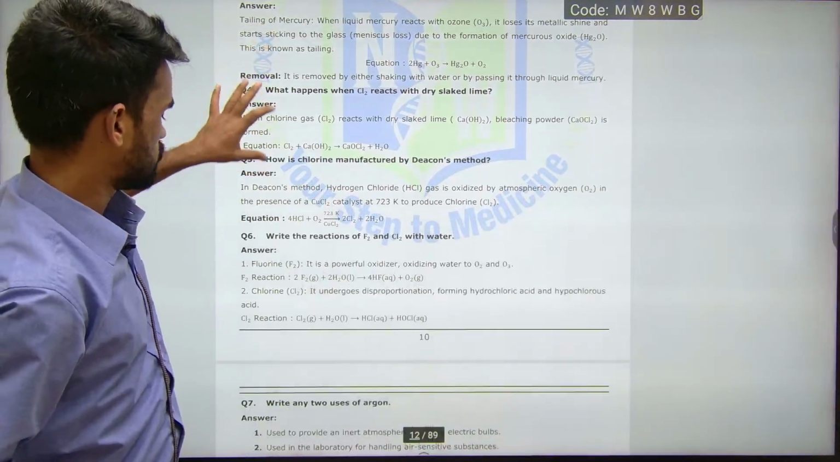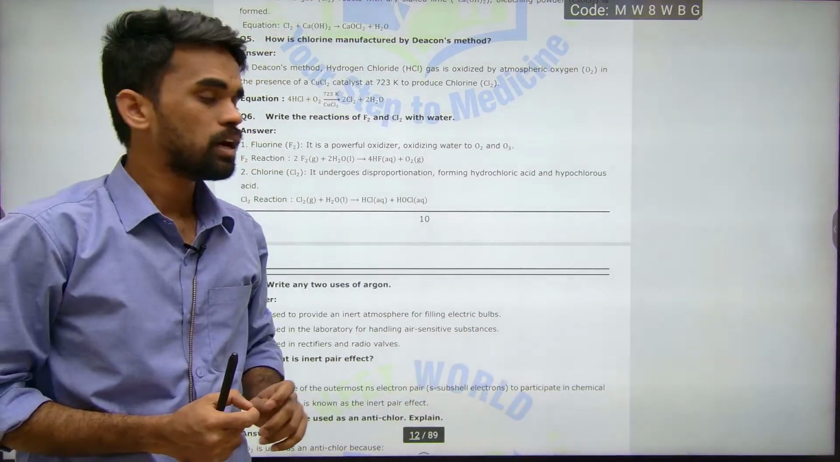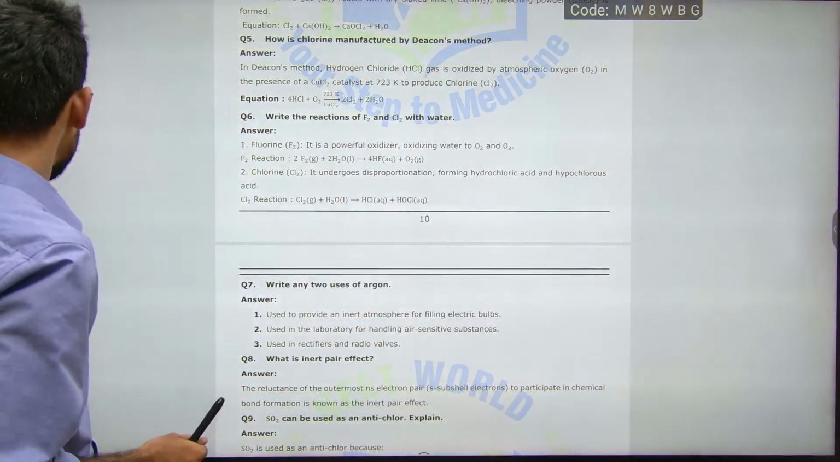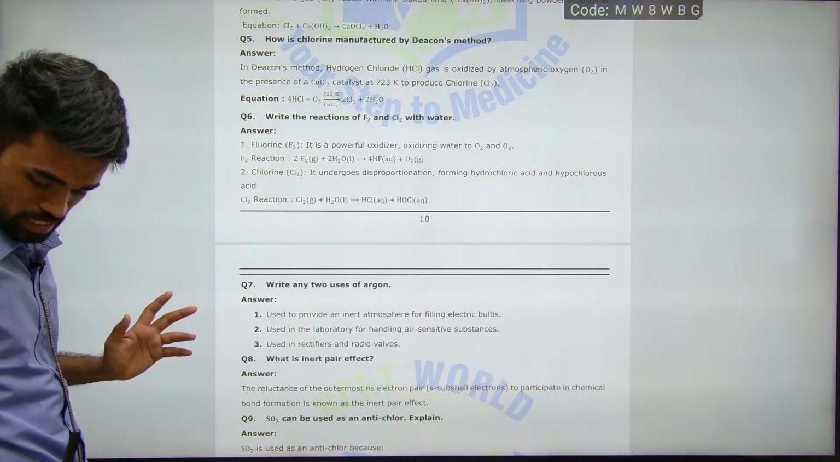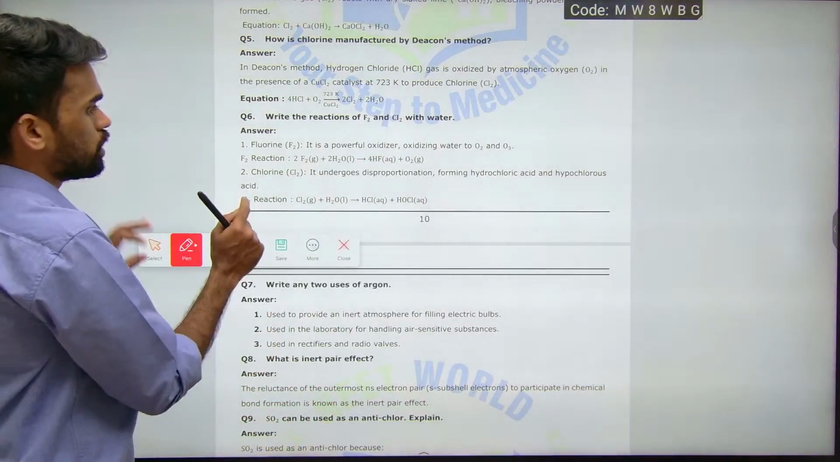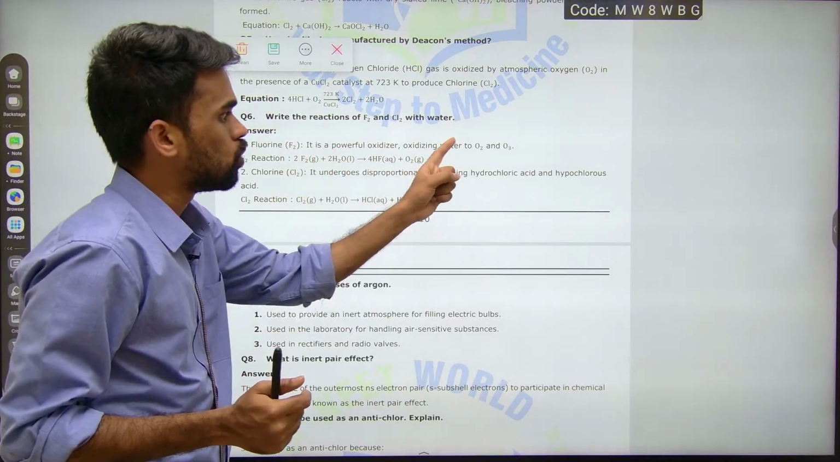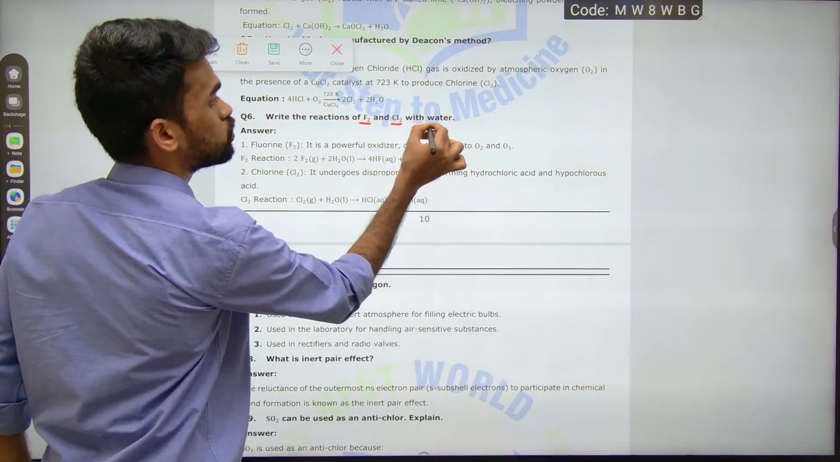The next few more questions are there. Write the reactions of chlorine and fluorine with water. It's again easy and important. There is some difference that you should also remember for your competitive exams. Fluorine is a powerful oxidizer, oxidizing water to O2 and O3. See, the reaction of F2 and Cl2 with water.